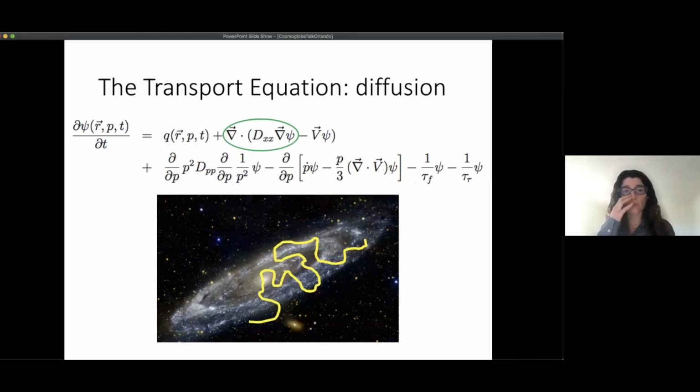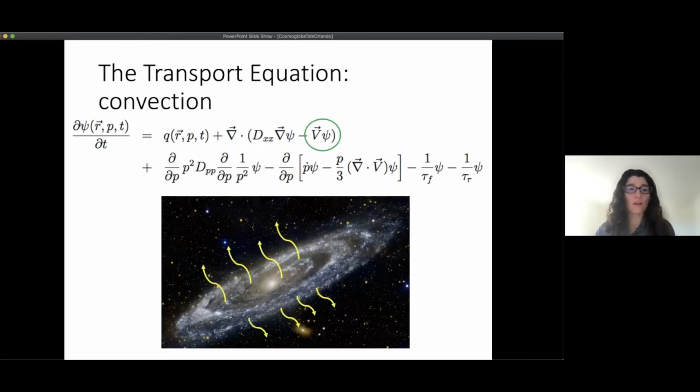This term describes the spatial diffusion of particles in the galactic magnetic field. The diffusion describes the random walk around the magnetic field lines, where D_xx is the spatial diffusion coefficient, and in general it is a function of position, momentum, and magnetic field. This term describes the convection. V is the convection velocity, and it is a function of the position in the galaxy, and it also depends on the galactic wind.